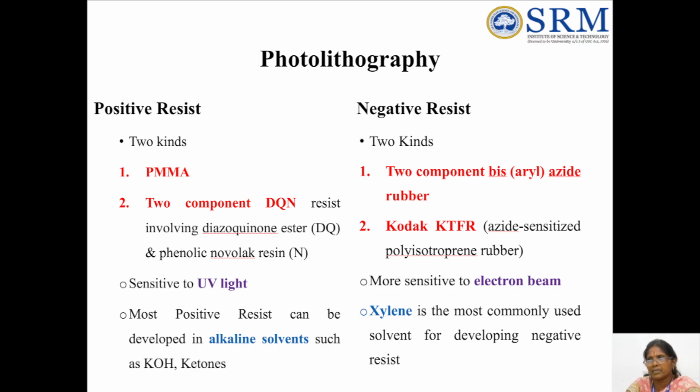In negative photoresist more sensitive to electron beam. In positive photoresist, most positive resist can be developed in alkane solvents such as potassium hydroxide. In negative photoresist, ethylene is the most commonly used solvent for developing the negative photoresist.